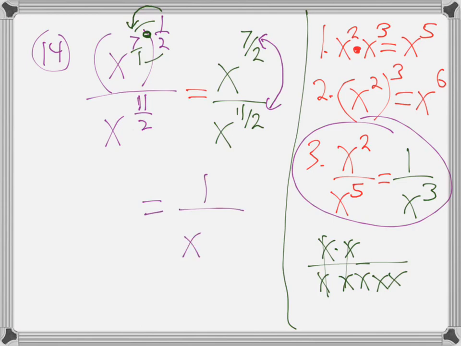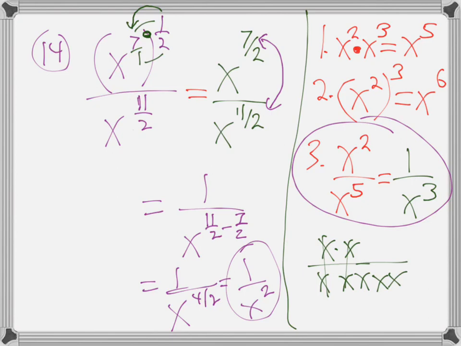So 11 halves minus 7 halves? X to the 4 halves. And 4 halves, what's that? That's 2. That's a square. So 1 over x squared is the final answer. Is that too fast? Is that good? One over x squared.